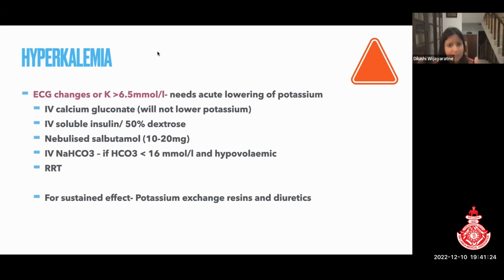But the main players in getting potassium out of the body are either your gut, your urine, or your dialysis, right? So for anything that you want to get out of your body, not just potassium, remember it has to go either through the gut, the urine, or through dialysis. So how can you get rid of it through the gut? Through potassium exchange resins. How can you get rid of it through the urine? Through diuretics. And the last form of treatment, if none of these work, is renal replacement therapy, right?